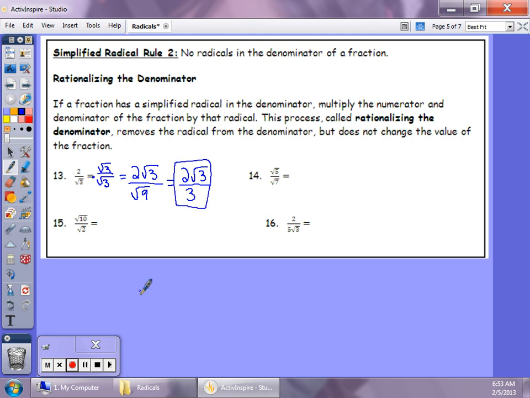For example 14, we happen to have a radical in the numerator and a radical in the denominator. So same process, root 7 is already simplified. So to go ahead and rationalize that denominator, we're going to multiply the numerator and denominator by root 7. Okay, so root 5 times root 7 is root 35. And then root 7 times root 7 is root 49. And we know that the square root of 49 is 7.